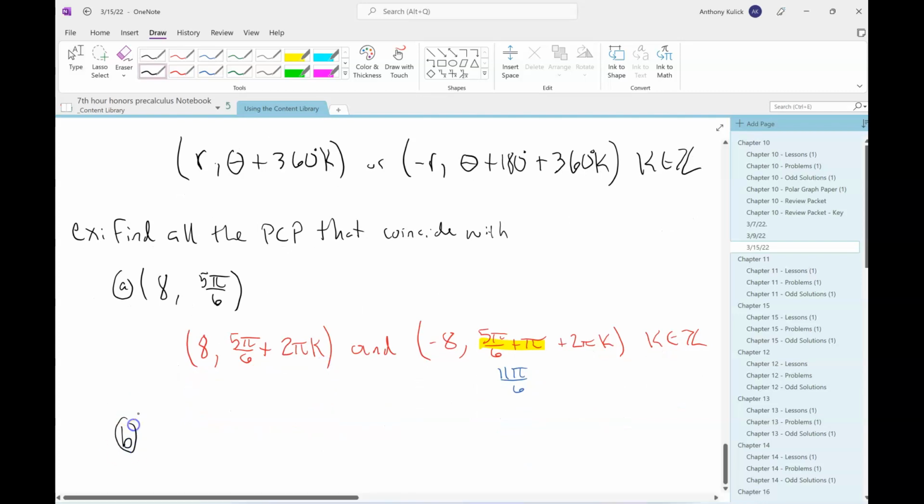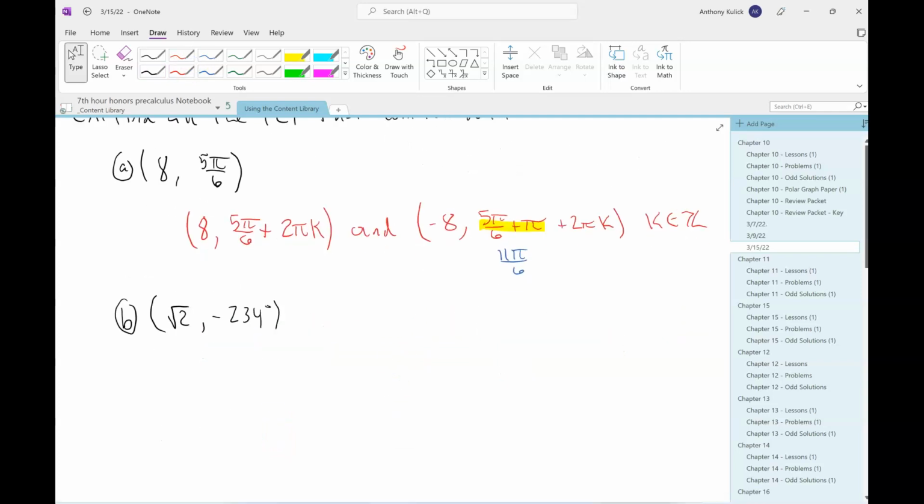Mr. Kulik, can it get trickier than that? Well, nah, man, it doesn't get trickier than that. Well, let's do one more just to make sure. What's different about this one than the previous one? It's in degrees instead of radians, but what did he do, Mr. Kulik?